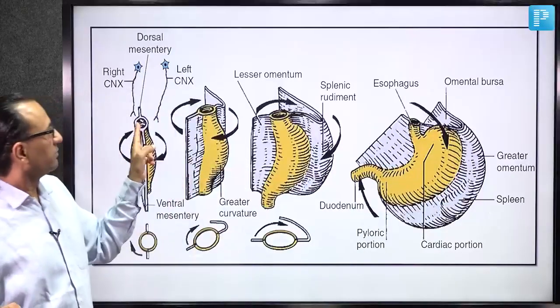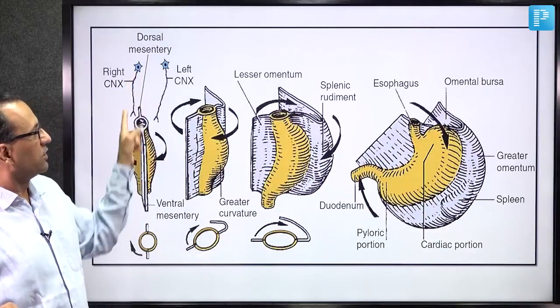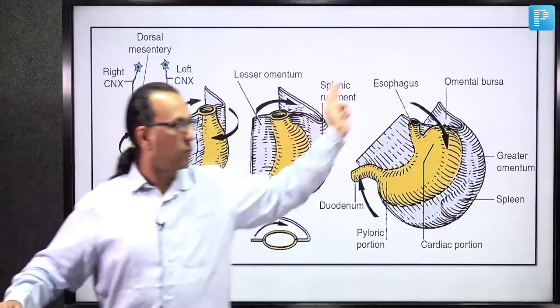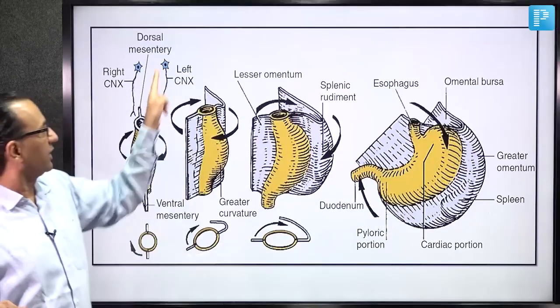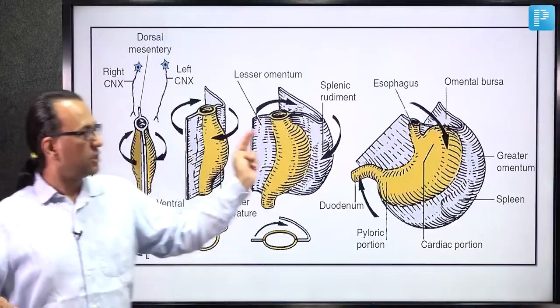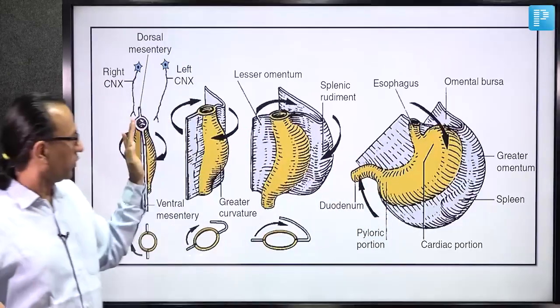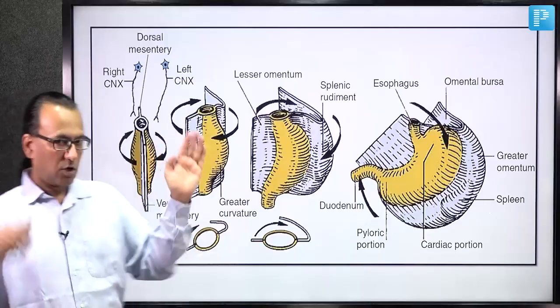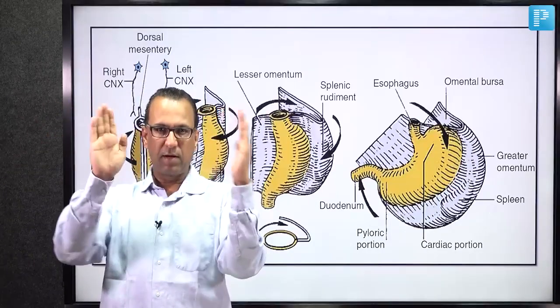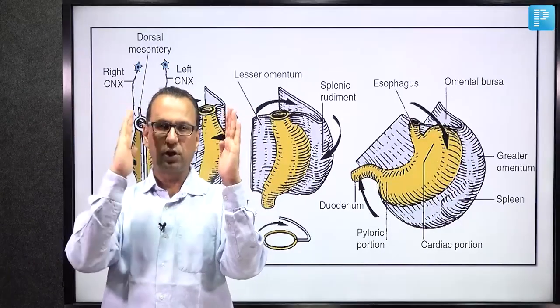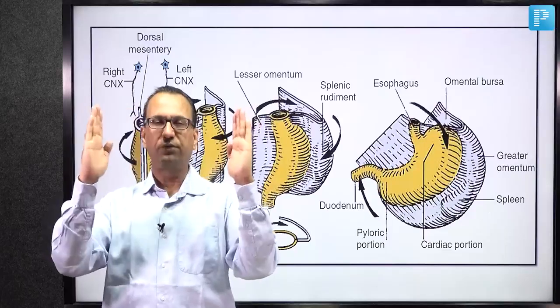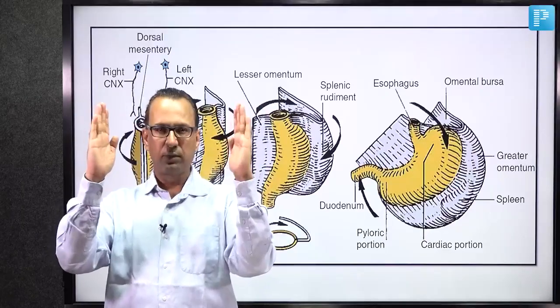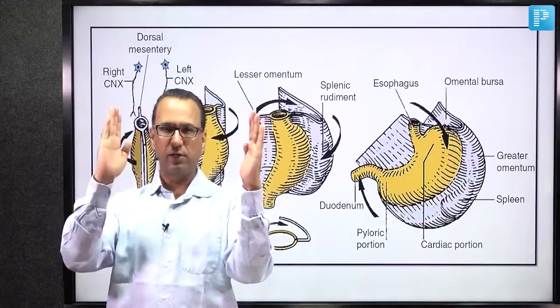You can also notice that the right vagus is going to become the posterior vagal trunk and the left vagus is going to become the anterior vagal trunk. As the stomach rotates to the right side by 90 degrees, the nerves which are on the left will come anterior and the nerve which is on the right will come posterior. So the left vagus becomes the anterior vagal trunk and the right vagus becomes the posterior vagal trunk.